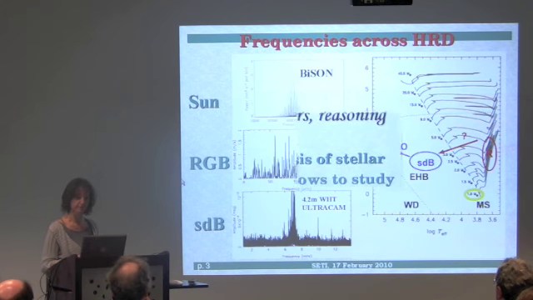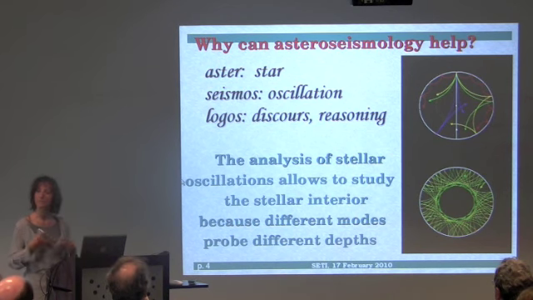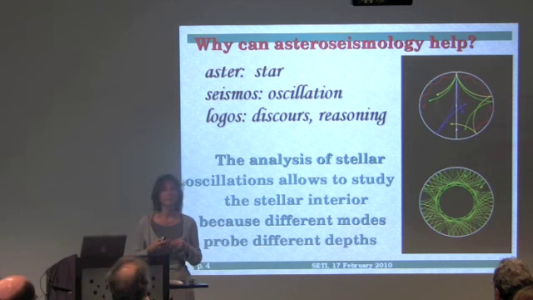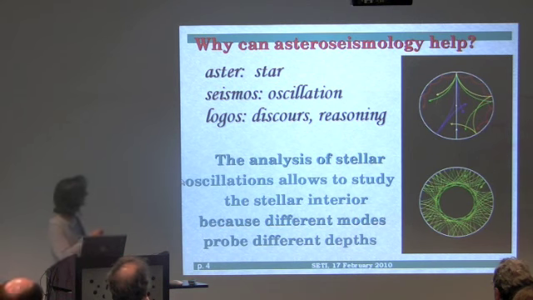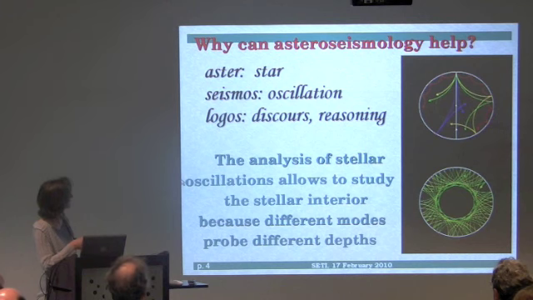It's following our theory. So why is asteroseismology useful? Well, because it can help. And so the word is composed of 3 Greek parts. We want to do a reasoning, or a discours, as the French can pronounce it so nicely, using the oscillations to get information on the interior stellar structure. Okay? How does that work?